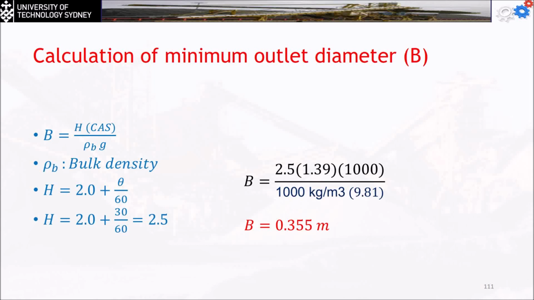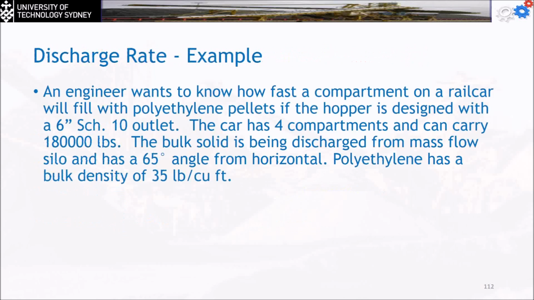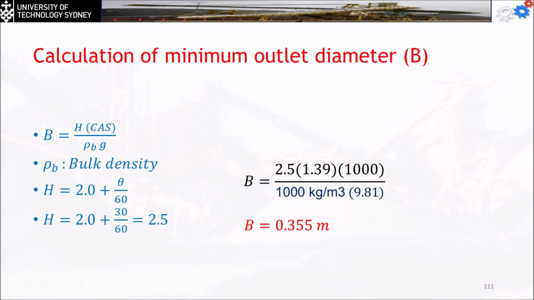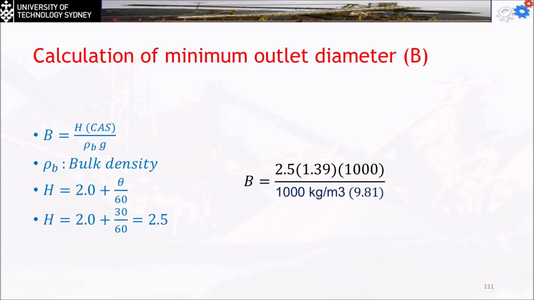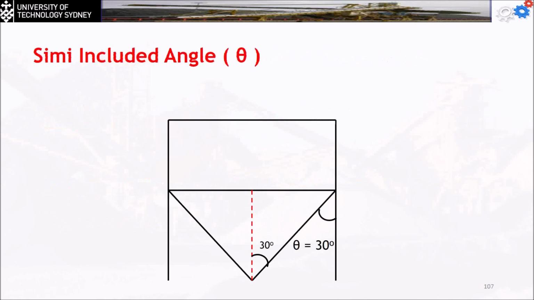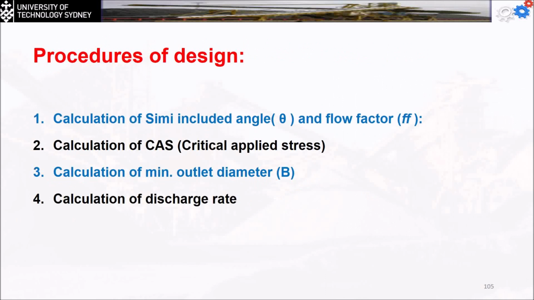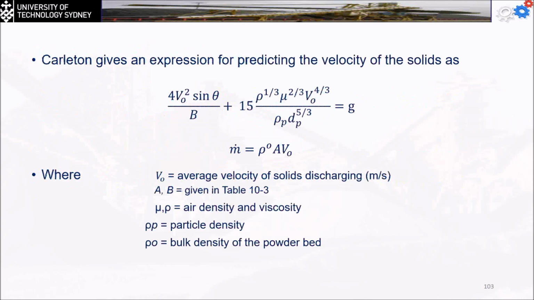Now I'm supposed to have the solution here, but anyway, we got the B. I will leave this one for you. Now I don't have the answer. You got the value of the B, and I would like you to complete the other part. The calculation of the minimum outlet diameter has been found. Just do the calculation of the discharge rate. The easiest one is going to be the Johanson equation. Use the Johanson equation. Yeah, let's do it now. Write down the Johanson equation.